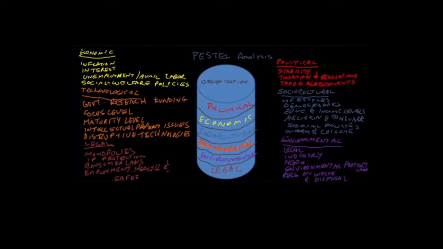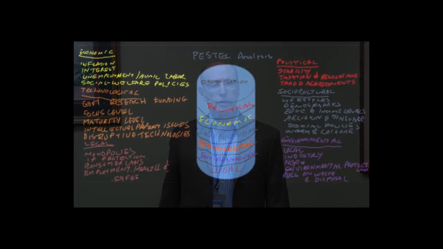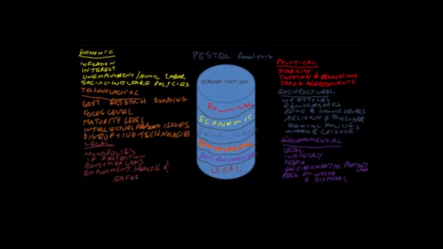And then we have the next rung, which is economic, includes inflation, interest rates, employment, available labor, and social welfare policies. And these are all things that can either be opportunities for our organization or can be threats, and we have to make that assessment. The next rung is socio-cultural issues, which includes things like lifestyles, demographics, education and income levels, religion and consumer issues, social policies, and work and leisure.